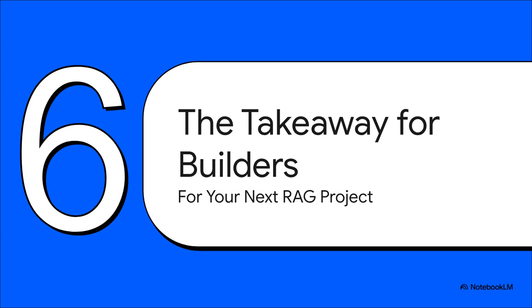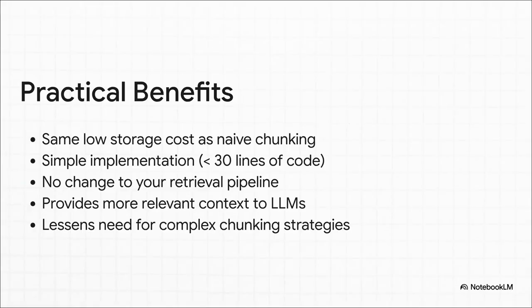All right, so let's bring this all home. What does this actually mean for you, the person who's actually building stuff with this technology? Why is this a big deal for your next RAG project? Well, the benefits are super practical. For starters, you get the low storage costs of naive chunking, but with way better results. The implementation? It's ridiculously simple. We're talking less than 30 lines of code in many cases. This means you can stop wasting time on complicated custom chunking strategies. And maybe the best part of all, you can drop this right into your existing pipeline. No other big changes needed.